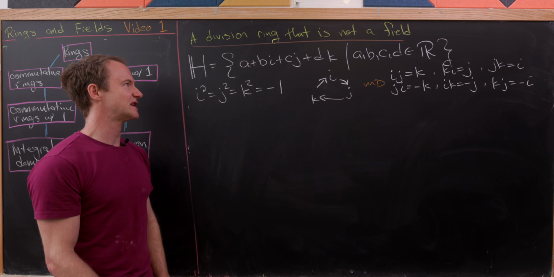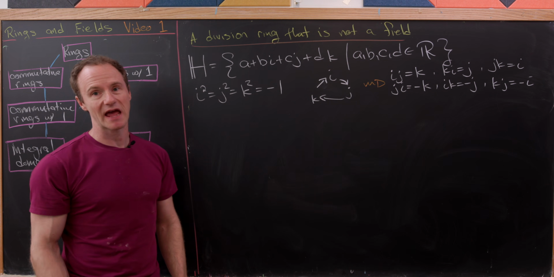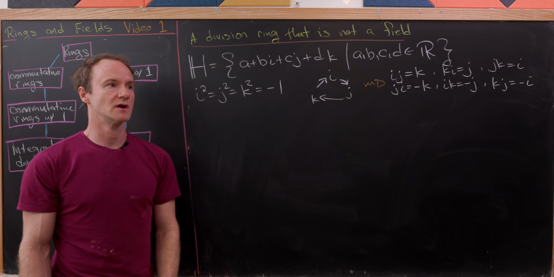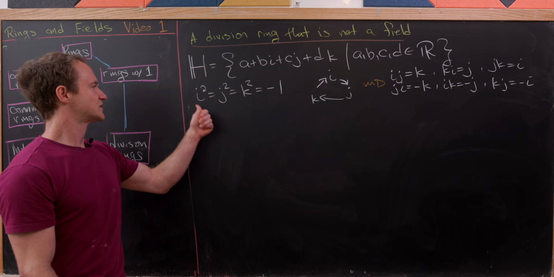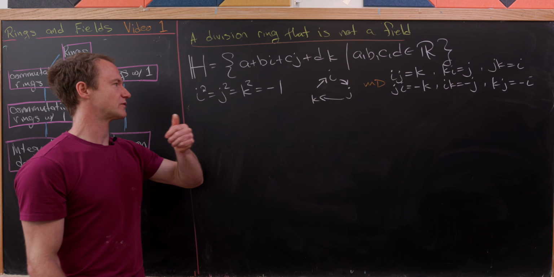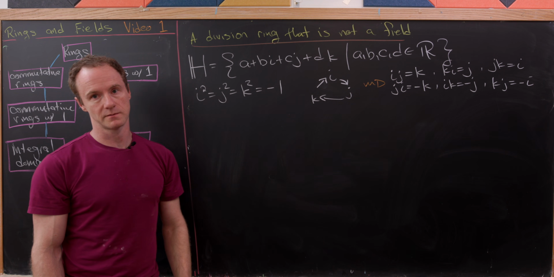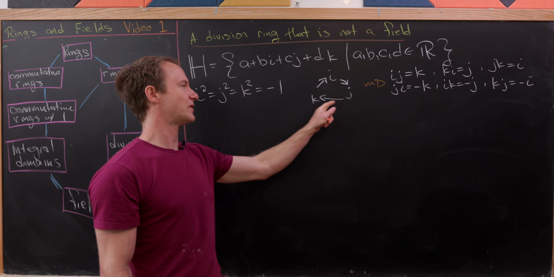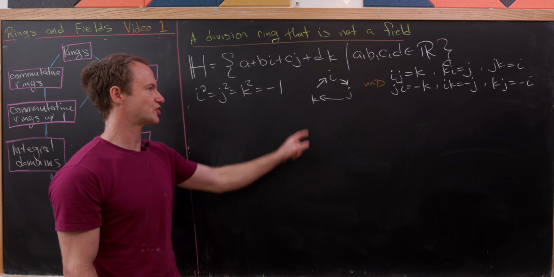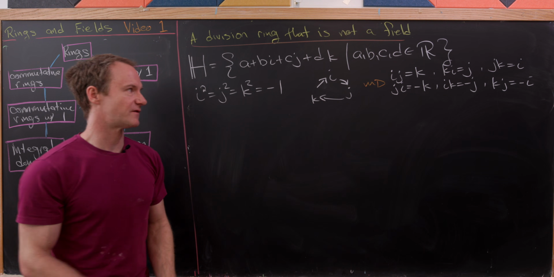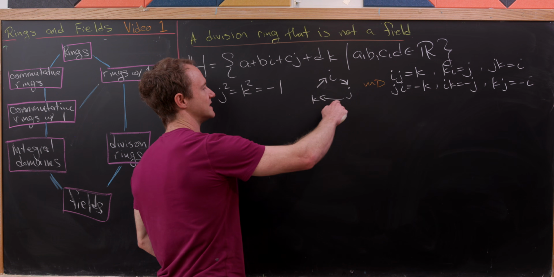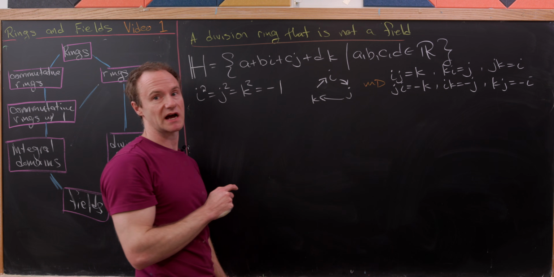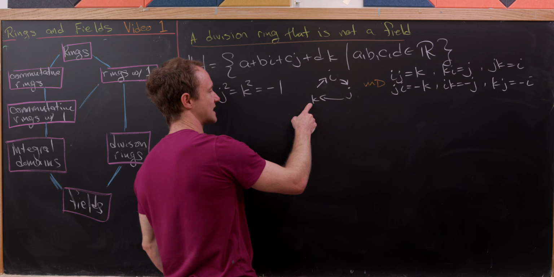For now, let's just think about i, j, and k as being symbols satisfying the following multiplicative rules. We have i squared equals j squared equals k squared equals -1. We have i, j, and k multiply in this cycle structure. So what this picture means is the following. If you follow it in this clockwise orientation, you pick up a plus sign for your multiplication. i times j is k.